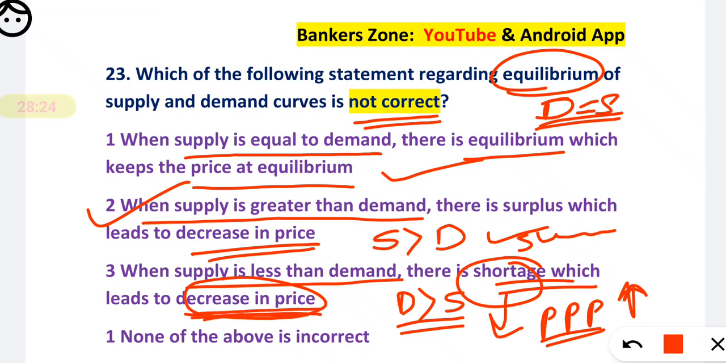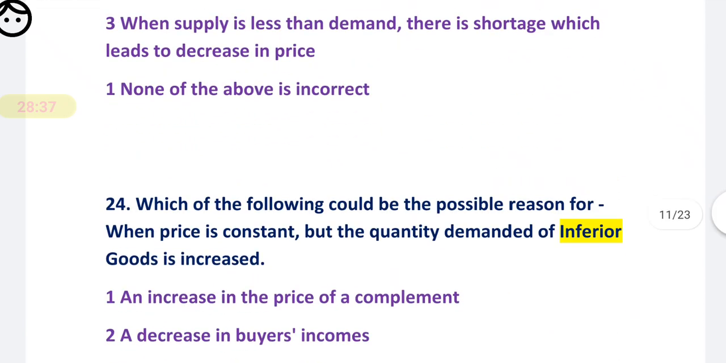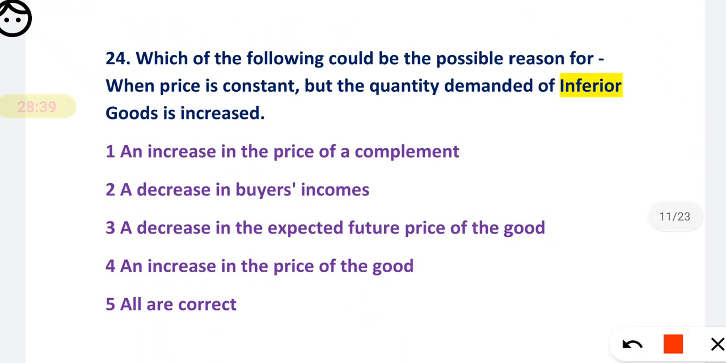So which is the wrong option? Option number 3 will be this. We have to mark option number 3, which is not correct, because in case of shortage in the market, the prices will go up. Okay, now the 24th question we are going to discuss.